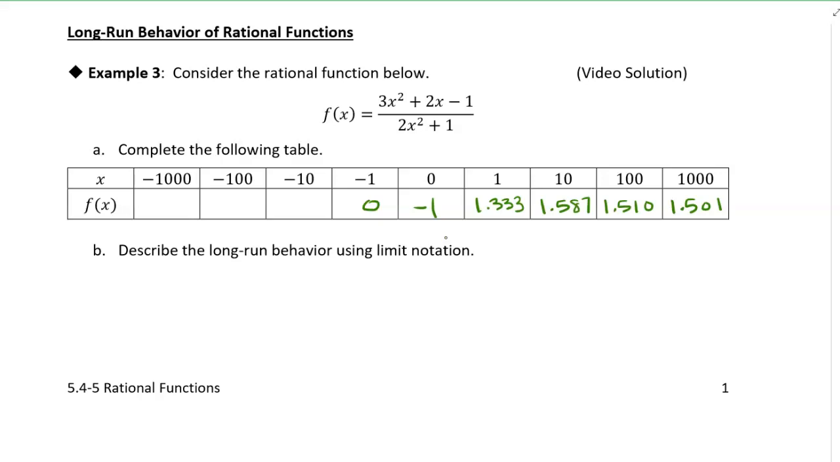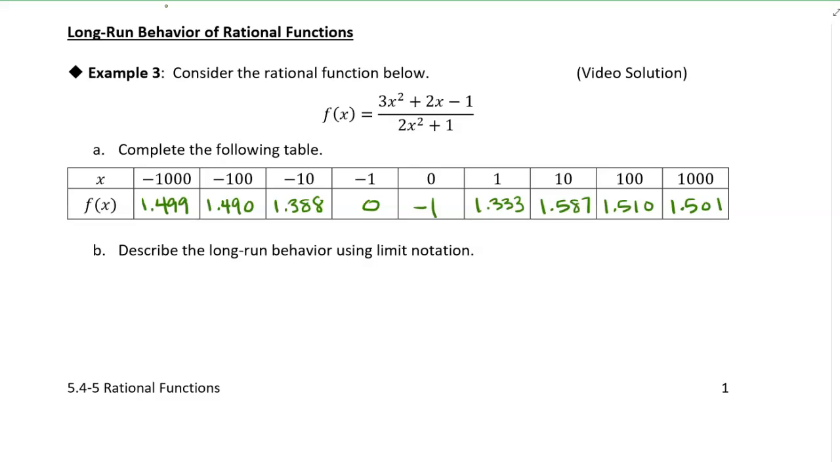All right, so let's look at what happens when we go in the negative direction. If I put in -10, I got 1.388. When I put in -100, I got 1.490. And then when I put in -1,000, I got 1.499. Okay, that's supposed to be a 4, I'm going to make it look more like a 4. So now you can see when we're going in the negative direction, it also seems to be getting closer and closer and closer to 1.5.